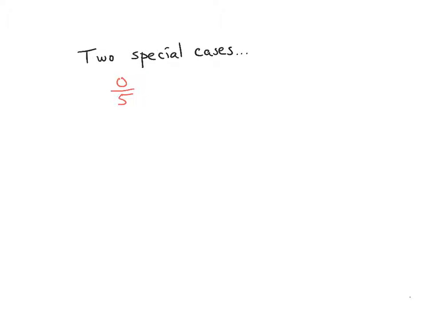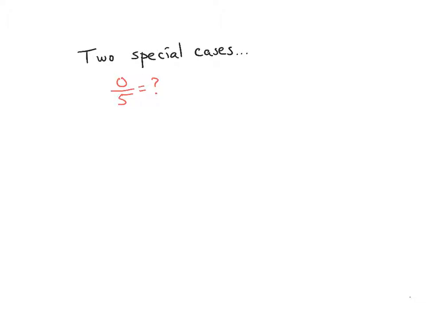Well, how many things would go into each one of those groups? Well, 0, because you have 0 things. 0 divided by 5 is equal to something. It's going to be equal to 0, and we could show that via multiplication.